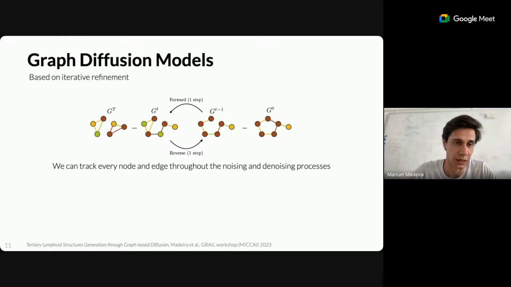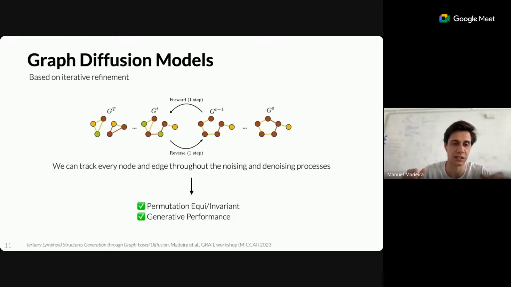Naturally, diffusion models were adapted to graphs, and again they are based on this iterative refinement idea. The main innovation in the case of graphs is that we can track every node and edge throughout the noising and denoising processes. The fact that we can do this tracking now allows us to design a permutation invariant formulation, which means that whichever is the computational ordering, we can learn representations.